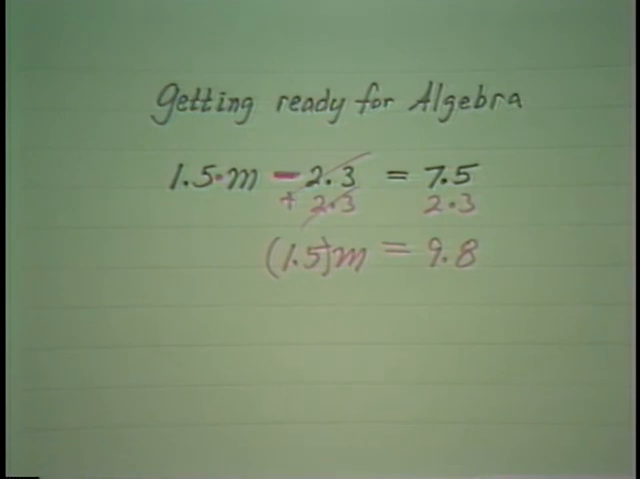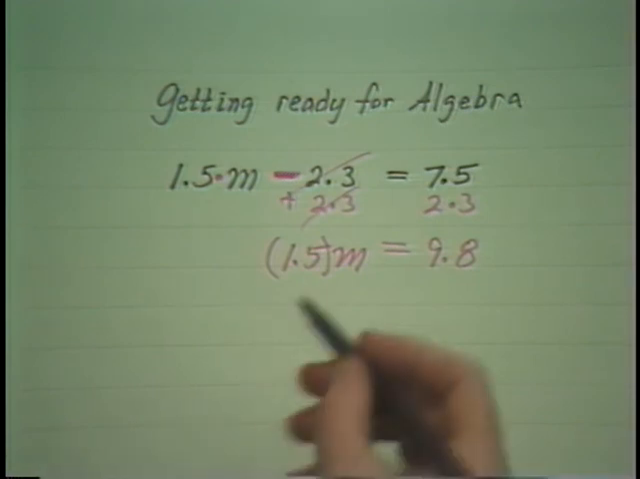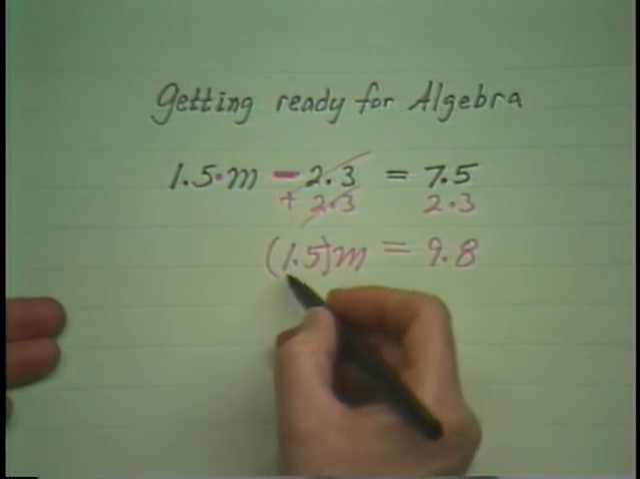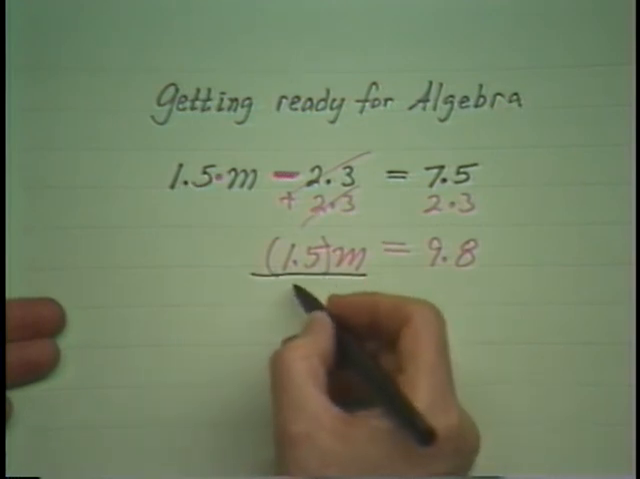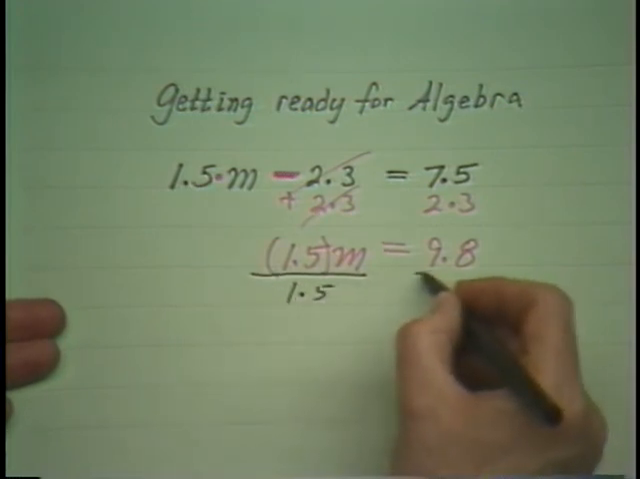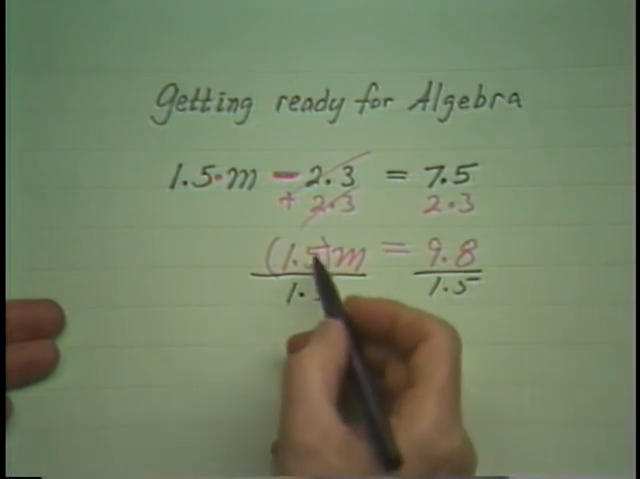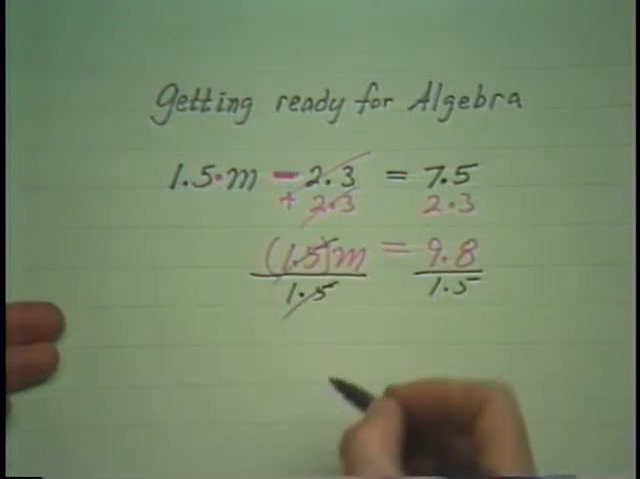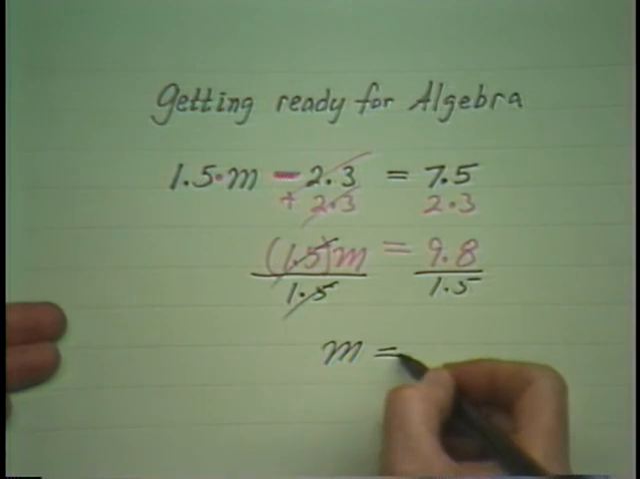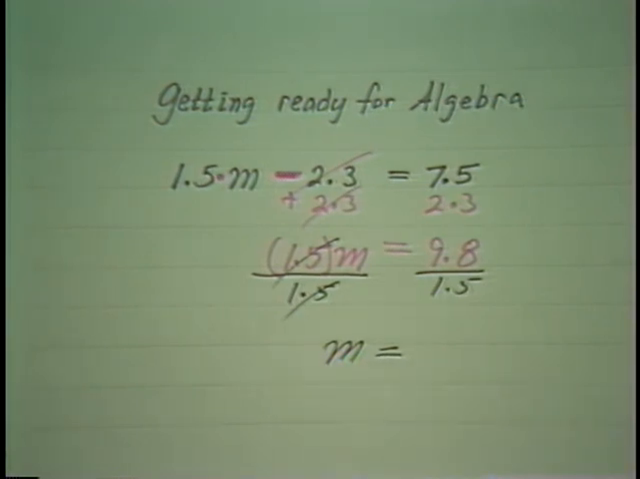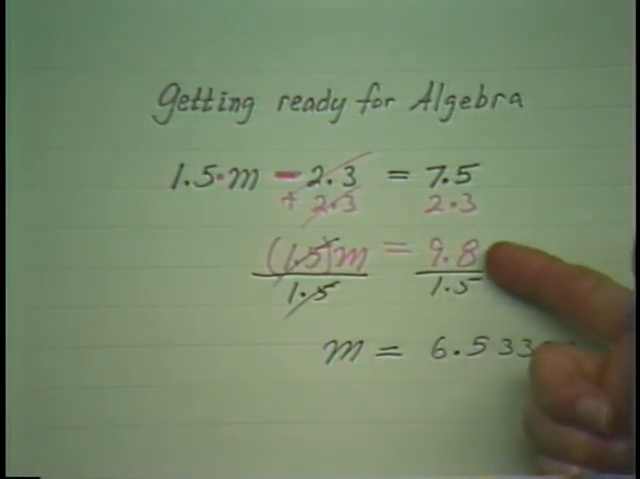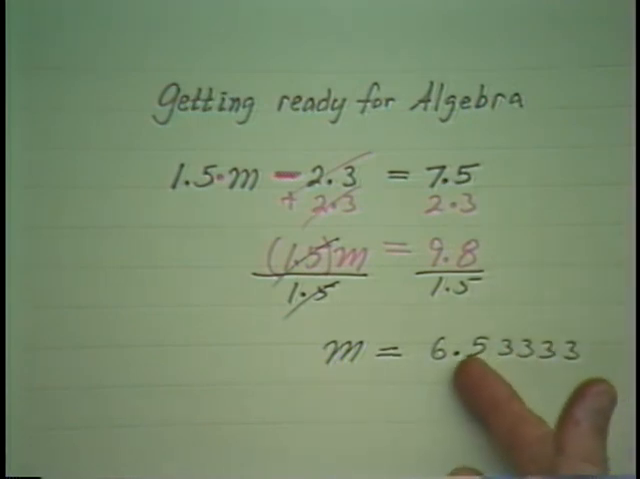Now all we need to do is undo multiplication. And recall that you undo multiplication by division, both sides. And now we have the variable isolated, which is what we mean by solving. And all we need to do is divide 9.8 by 1.5. And doing the division, we get an unending decimal, which is usually what happens.